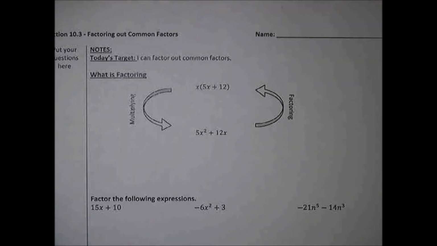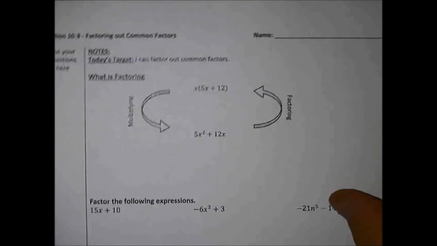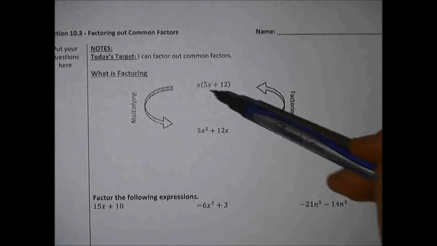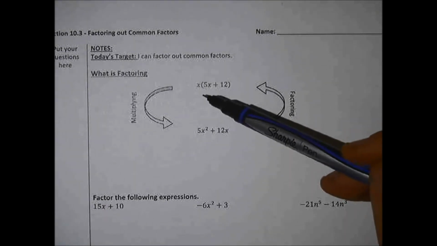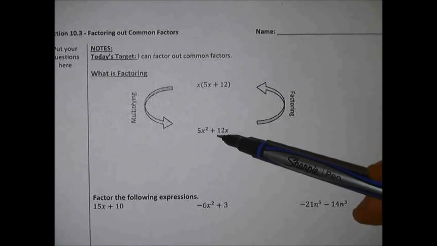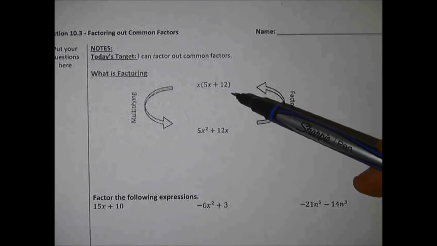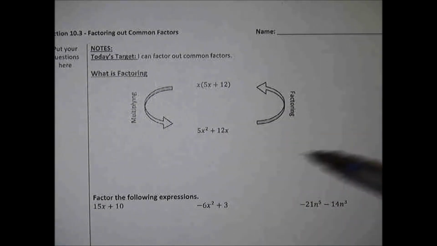We're looking at factoring out common factors. Now what that means is, the word factoring is what we're going to be using to describe the opposite of multiplying. Last section we worked a lot with multiplying, and now we're going to go the opposite direction. So whereas last time we started with something that looked like this, and we turned it into something that looks like this, we're going to be going the other way today, just to complete that cycle and see what the whole thing really means.